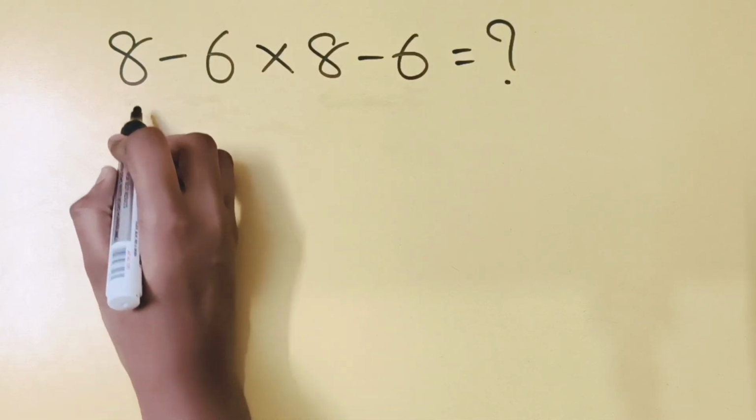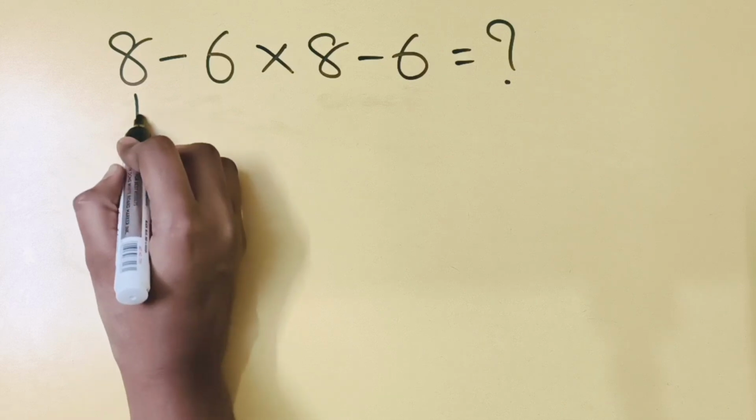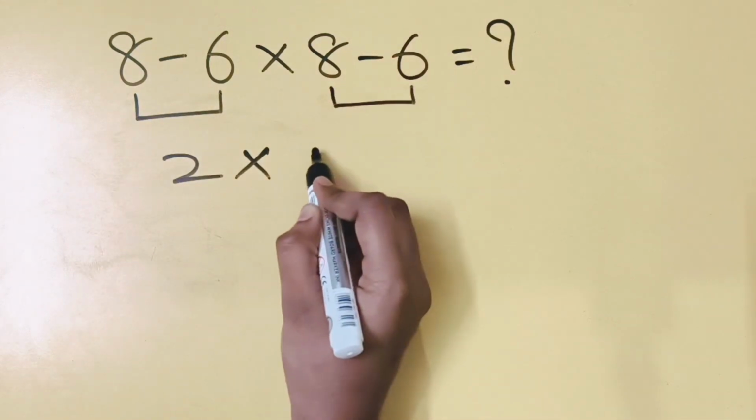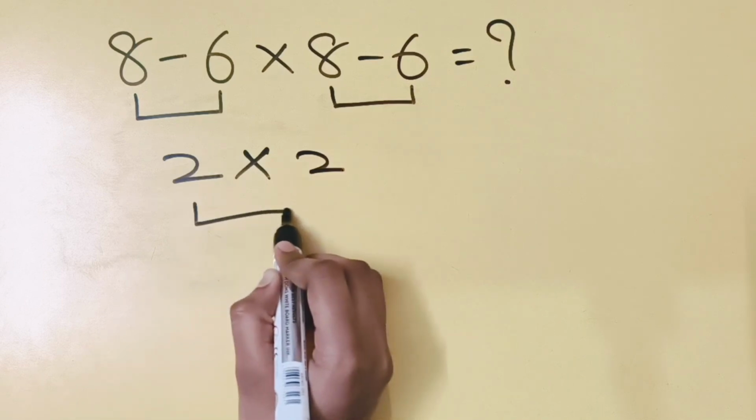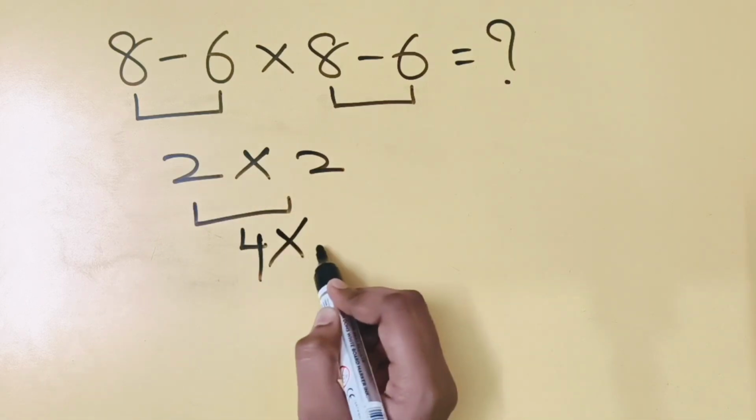Here we need to find the value of 8 − 6 × 8 − 6. So first, 8 − 6 is 2, times 8 − 6 is 2. 2 times 2 is 4. But this answer is not correct.